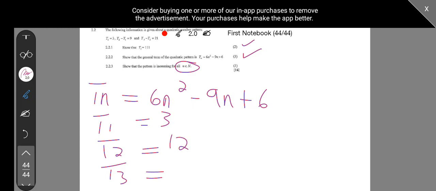And we plug in 3, and we get 33. Okay, we can go further and plug in T4, just for interest's sake, and that is 66. So what do you observe here? You will get full marks if you approach it this way. The pattern is increasing for all natural numbers. We can see that these numbers are increasing. They are not going down. They are increasing. This is how you can do it, and you will get full marks.